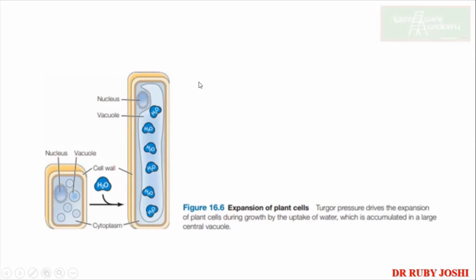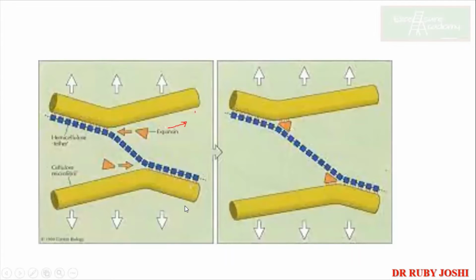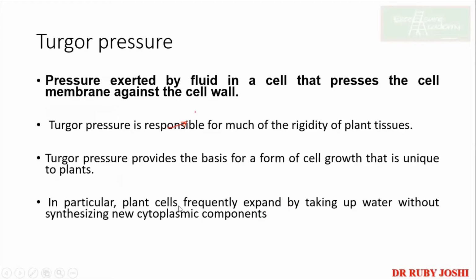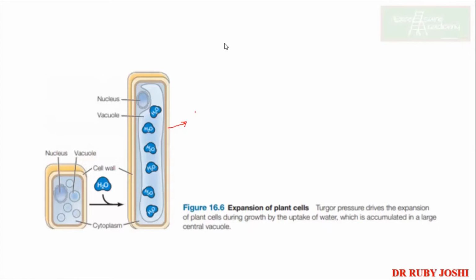because of which the cell wall is also expanding. Now the question is, when the cell wall is expanding, just now we said that the plant cells frequently expand by taking water without synthesizing new cytoplasmic components. So how exactly is the cell wall expanding? Any guesses?